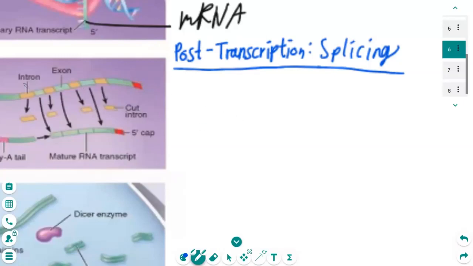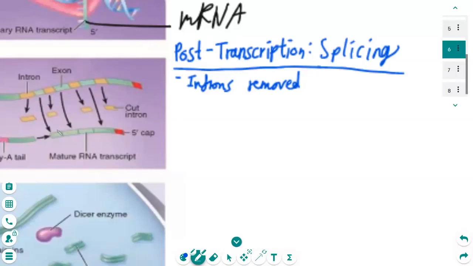Okay, but anyways, splicing is when introns are removed from pre-mRNA. So here, introns are removed. So in this one, introns are removed. So introns are basically non-coding sections of DNA within a gene. And these introns are not expressed. And they separate the coding regions or exons.